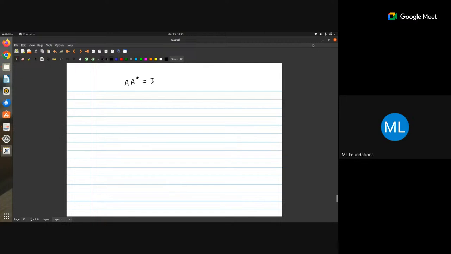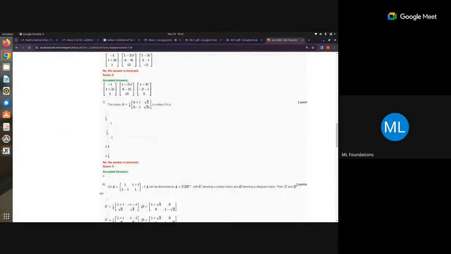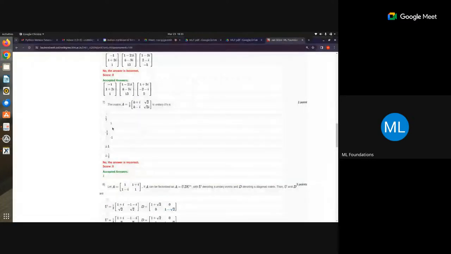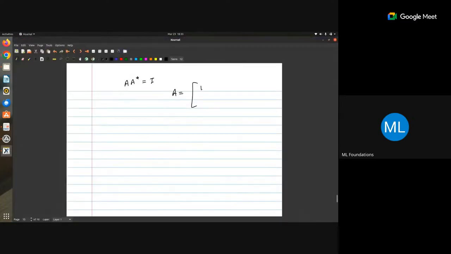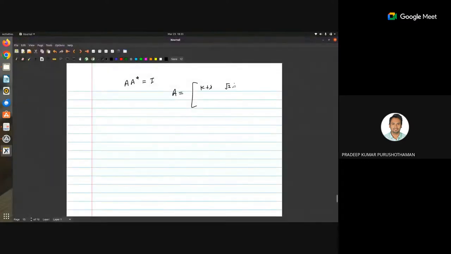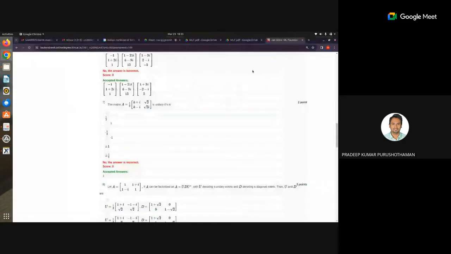Okay, I didn't solve this, so maybe we can try to solve this. I'll use the approach A star equals I, right? So what is A? A is 1 by 2 times the matrix with first row k plus i, root 2, and second row k minus i, root 2 i. Okay, and the 1 by 2 is outside.